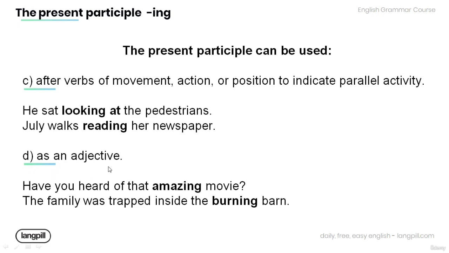D. As an adjective. Have you heard of that amazing movie? Note that amazing in this sentence is used as an adjective, a word describing the noun movie. The family was trapped inside the burning barn. Again, as an adjective describing the noun barn.